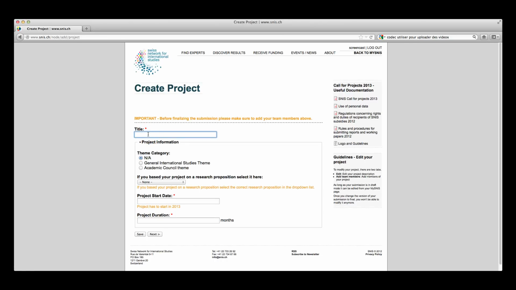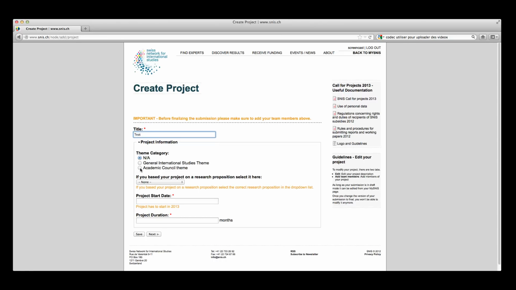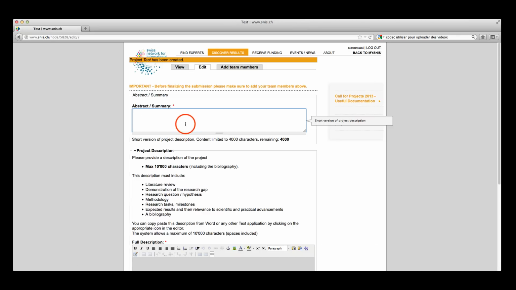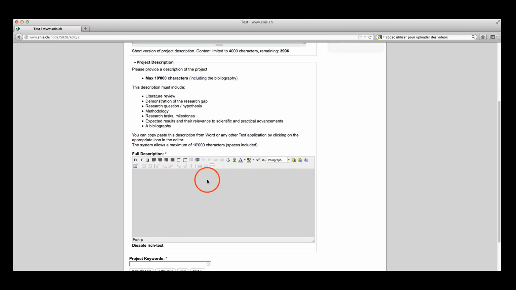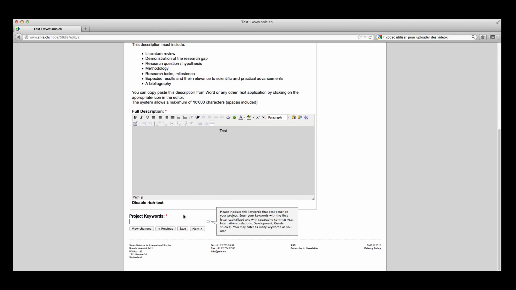First, you have to supply the title of your project and some project information, such as the starting date and the duration of your project. Second, provide the project abstract, description, and some keywords. Be careful, the project description allows 10,000 character maximum, including bibliography.